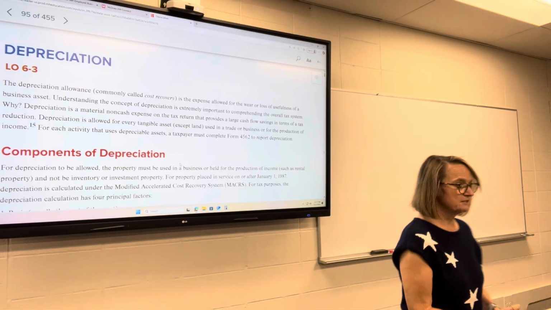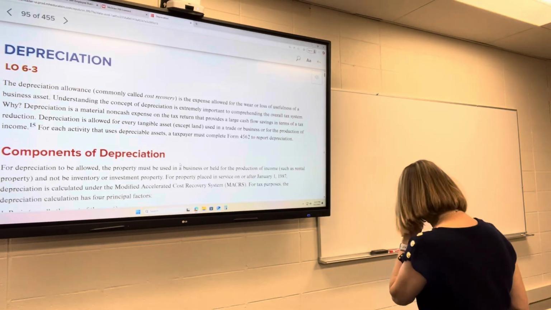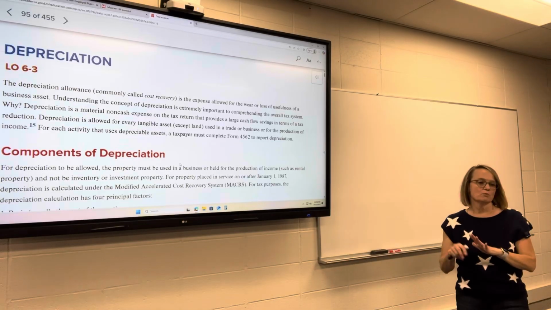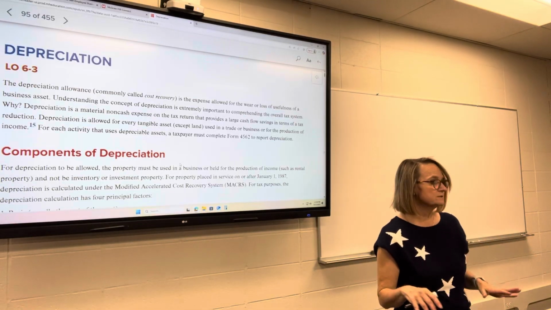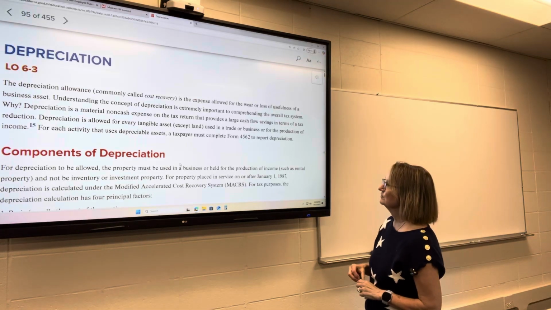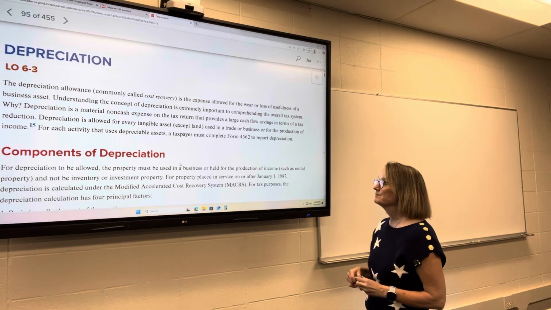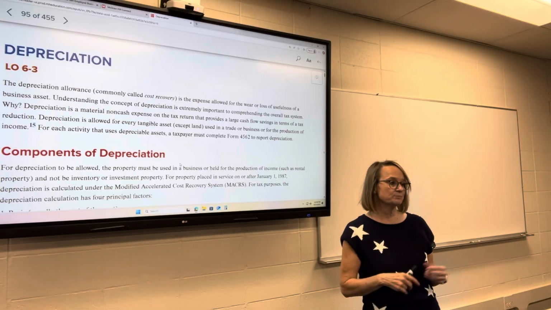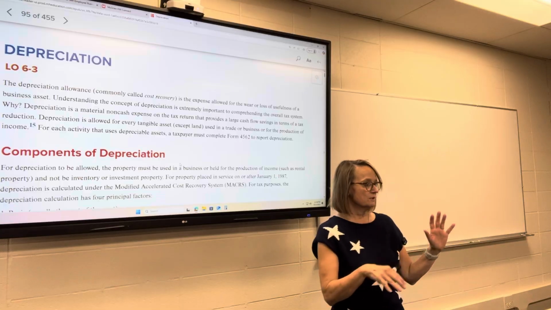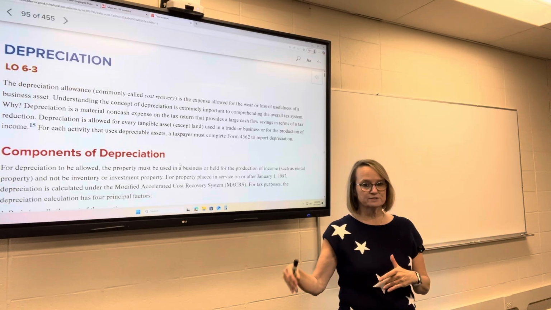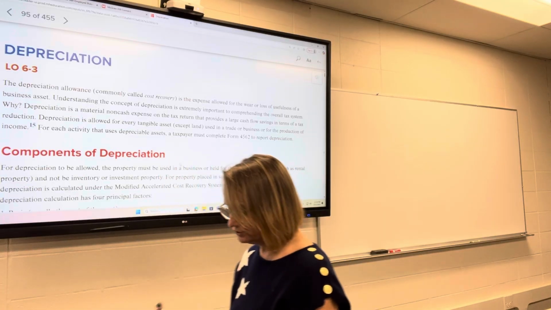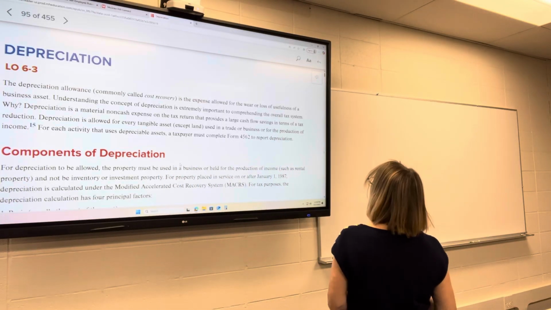Okay, so we're going to talk about depreciation today. And as I had mentioned, depreciation for tax purposes is very different from depreciation for financial accounting purposes. They also call depreciation in tax cost recovery. So they're slowly recovering the cost that was incurred in order to attain an asset.